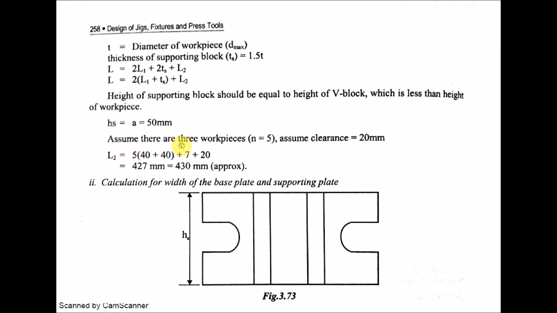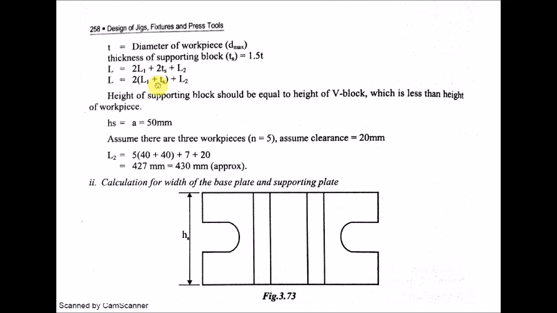And assume there are 3, or we have seen here 5 workpieces. So the clearance is again assumed as 20 mm. So this is the final length L. L2 is equal to 5 into 40 plus 7 plus 20, and this is 427. That is 430 mm approximately. So you can find the total length by substituting these values. Fine.